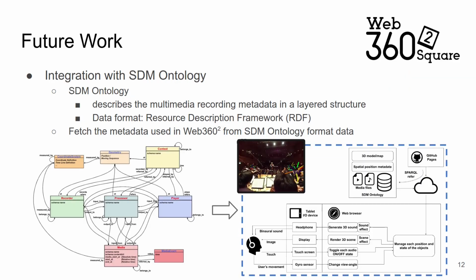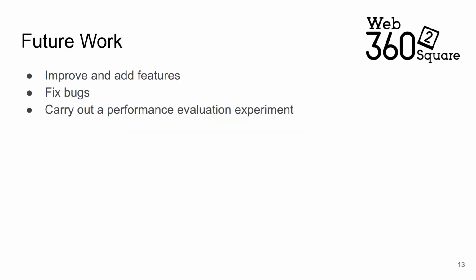In the future, we will promote integration with SD ontology. What is SD ontology? SD ontology can describe multimedia recording metadata in a layered structure. The metadata is, for example, the location information, the orientation of the musical instruments, the venue information, the recording process, and so on. We will promote integration and fetch the metadata used in Web360 Square from SD ontology. And we will also improve and add features and fix bugs in Web360 Square.